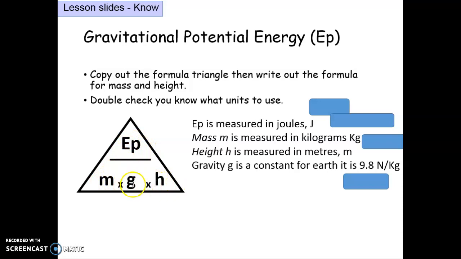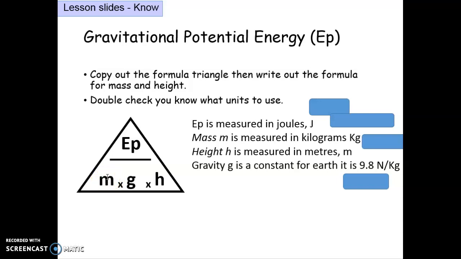Now if I want to work out the mass, for example, I would use my finger and cover up the M, like I'm covering it up with the cursor now, and I'm left with EP divided by gravity times height, gravitational field strength times height, G times H.